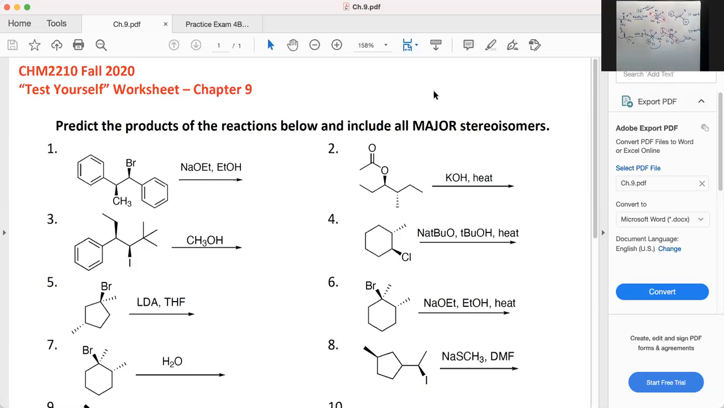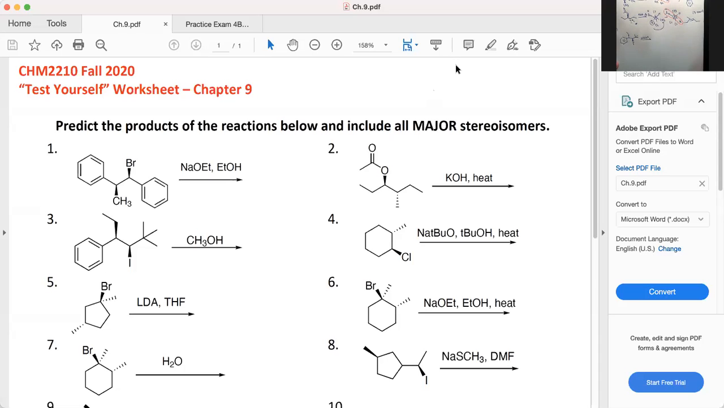So on 3, it looks like we have this big molecule. And we're subjecting it to this methanol reagent. So what pathway do we think this is going to go through, or pathways? Okay, I see a lot of SN1. What else? E1 too. Great, you guys got that. So SN1 and E1.